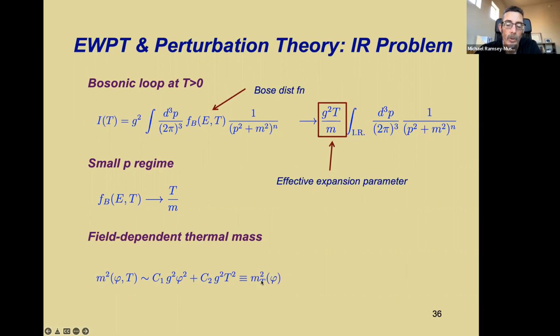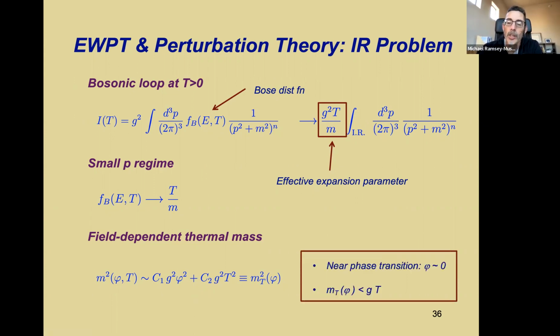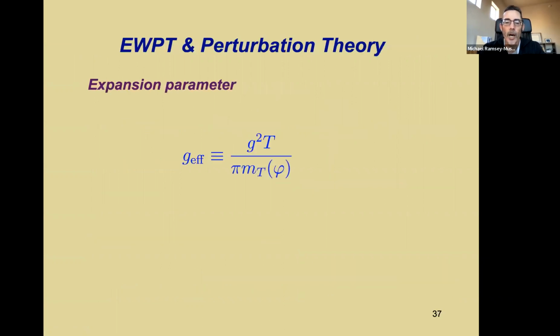So I'll call that M squared of T for temperature of phi. And the point is that near a phase transition, number 1, phi is going to 0, and number 2, these coefficients, C1 and C2 in particular, are typically much, much less than 1. And so the denominator in this effective expansion parameter is not necessarily large, even though it might be large away from the phase transition. So that means we don't have good convergence due to these infrared contributions.